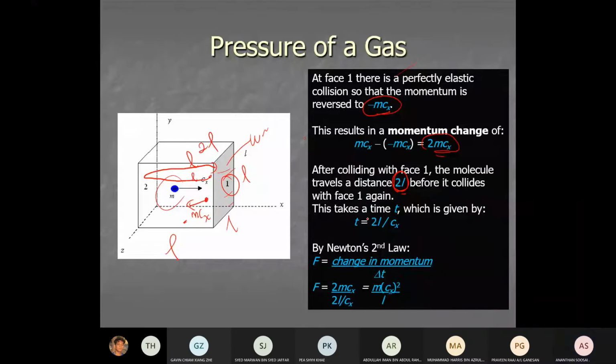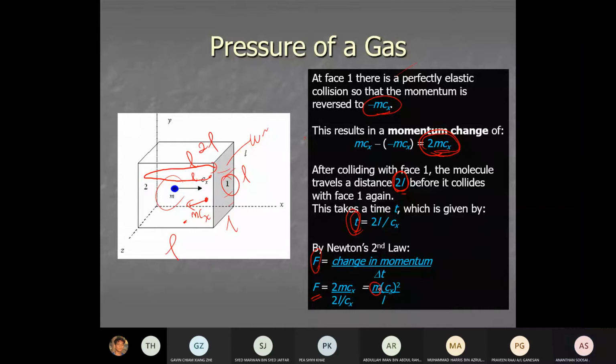So the time taken for each collision is 2L over cx. cx is the speed, so this is the time taken for every one collision. So by Newton's second law, the force is the change in momentum over the time. You want to find the force. Change in momentum over the time. The change in momentum experienced by the ball is 2mcx. The time taken is t, 2L over cx. So we get mcx squared over L. This is the force.